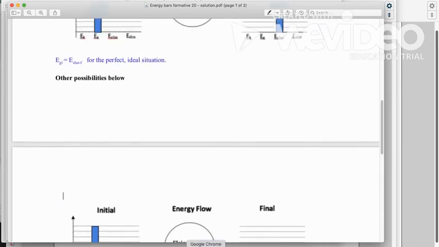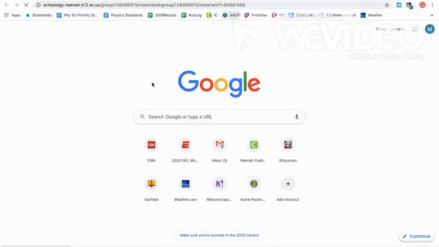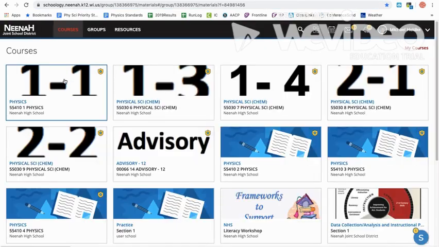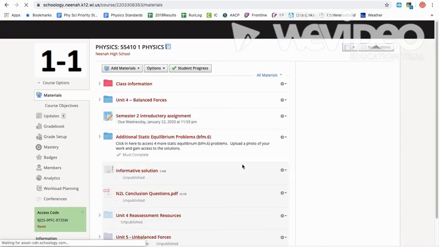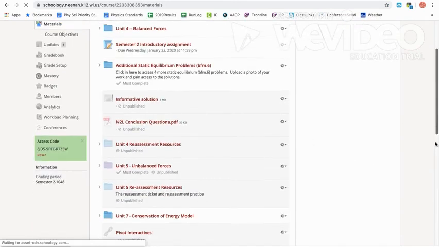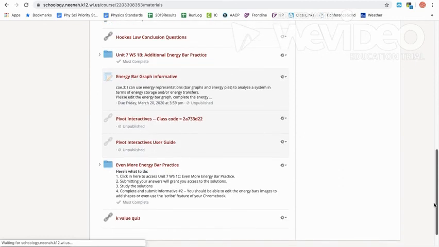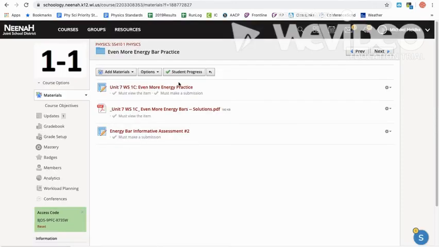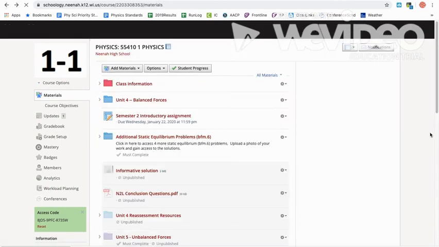So if you go to our class and see what we have for today, here's even more energy bar practice. It's a practice, solutions, and then your second informative. And then after that, here is your K quiz.